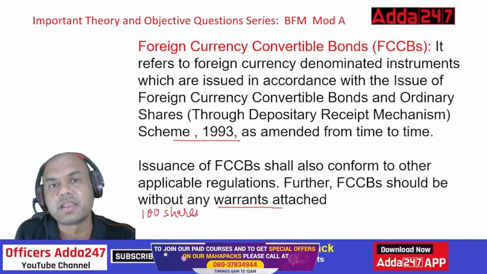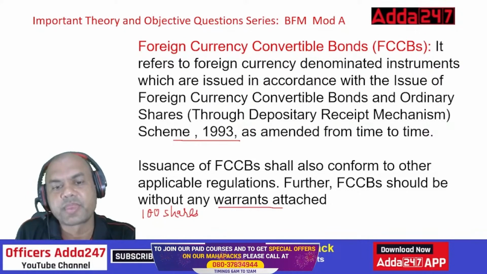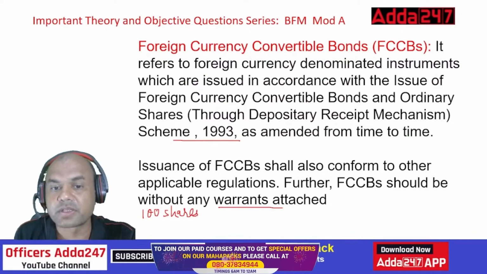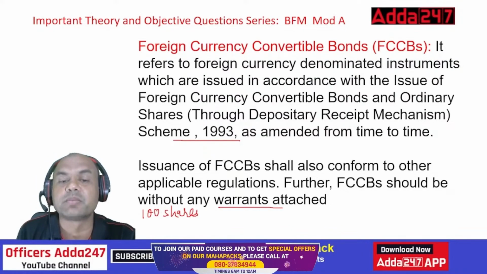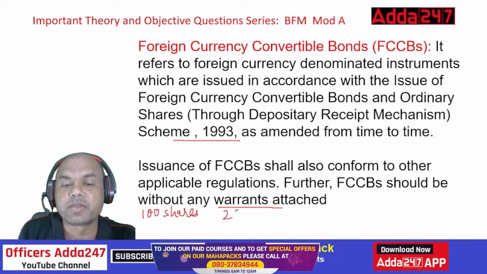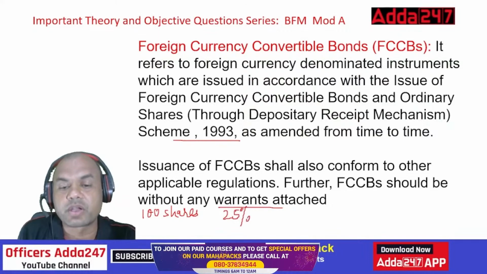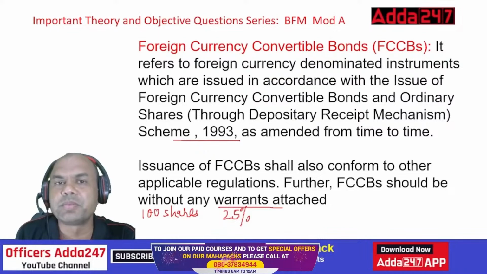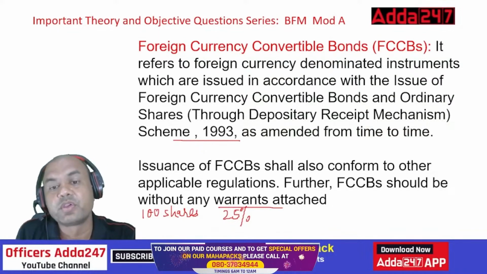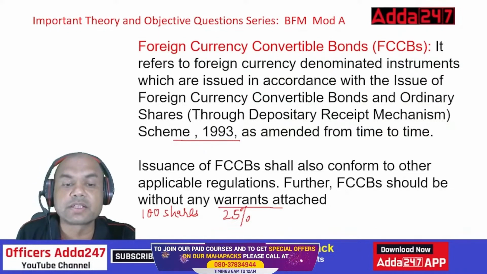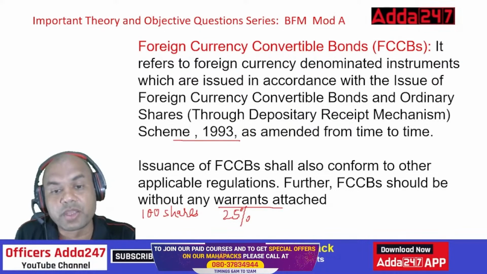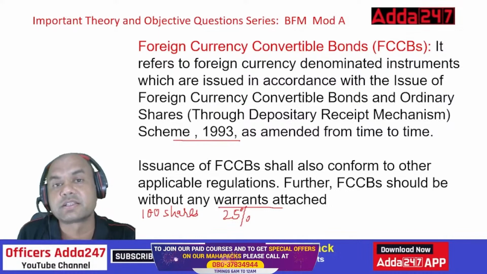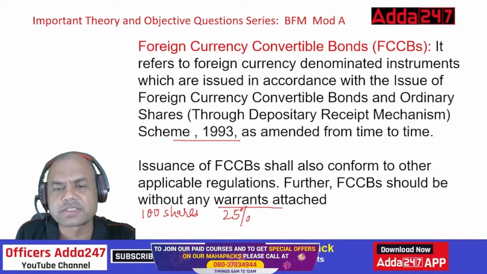What does it mean? I've issued you a paper in which you have paid me a certain amount. Let's say 25% you have paid me. So that's why I issue a warrant to you and tell you that, okay, the remaining 75% you pay me later, and you have a right to buy these 100 shares. So whenever you come to me on the maturity date, I have to compulsorily give you these 100 shares, of course, after taking the 75% amount.